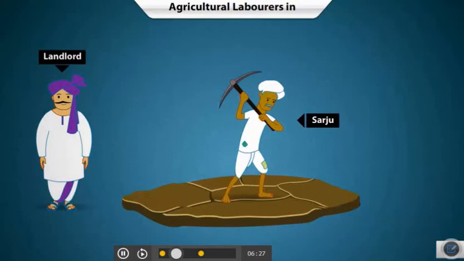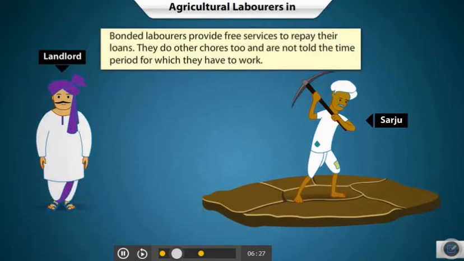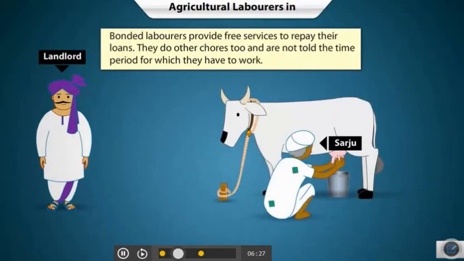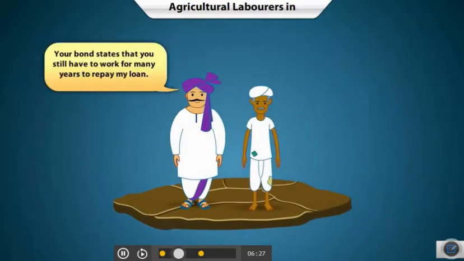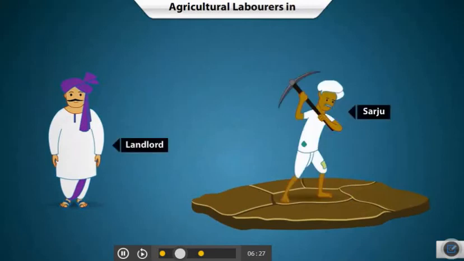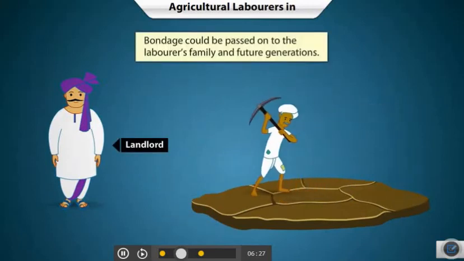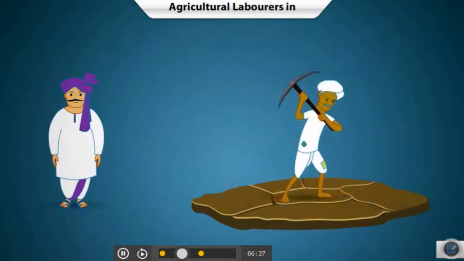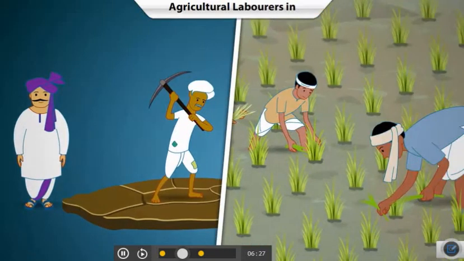As per the arrangement, Sarju provides free service to the landlord. Under the contract, the landlord forces him to perform chores other than farm labor. He also refuses to specify the exact duration of Sarju's bond. It's also possible that this bond might pass on to Sarju's family and his future generations. Agricultural laborers who are not bonded laborers like Sarju also face a lot of problems in their work.